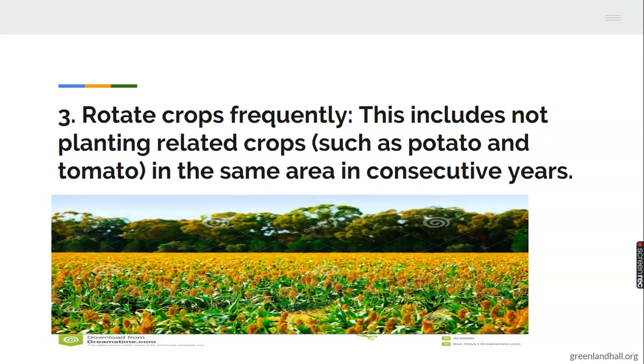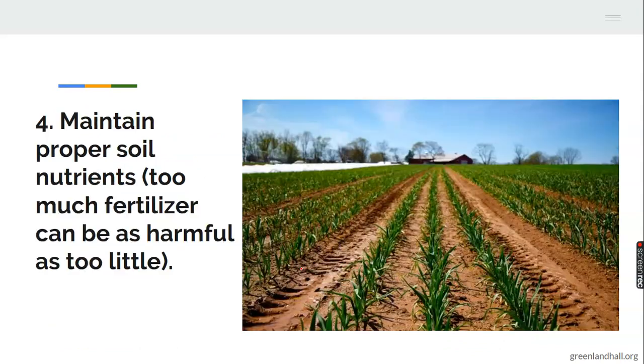You plant one, then after you've harvested that one, you plant another one. Okay, so that's what it means. In the same area, you keep changing the plants.